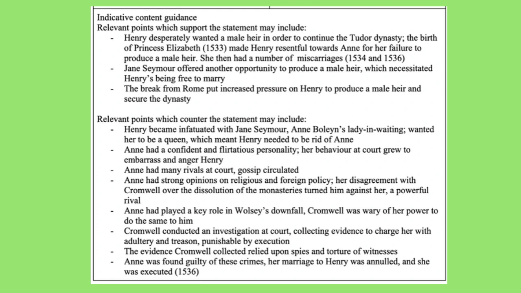So you could, as a point, say that Henry desperately wanted a male heir in order to continue his dynasty. Your evidence could be, using the stimulus points in the question, the birth of Princess Elizabeth in 1533, following which Henry feared that Anne wouldn't be able to produce another male heir. Then to explain that, you could say that Jane Seymour offered another opportunity to produce a male heir, which necessitated Henry being free to marry and therefore executing Anne.